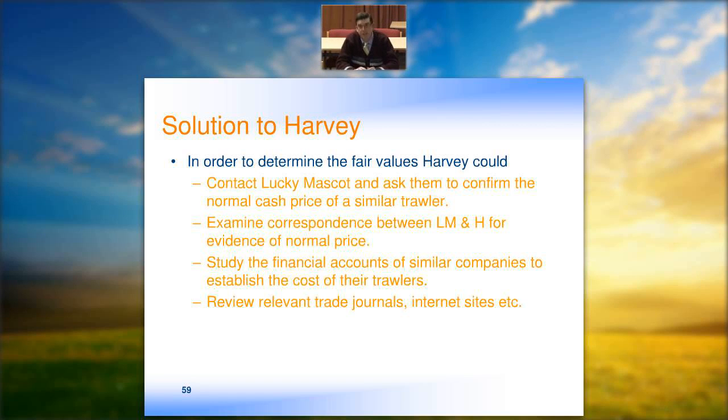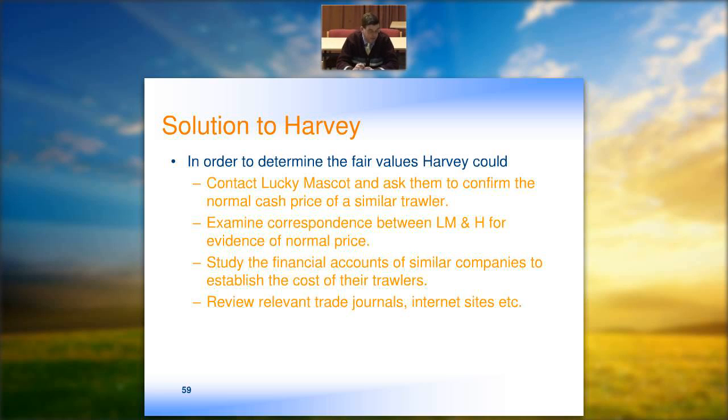If you can get them to tell you, preferably in writing, obviously with the permission of Harvey, that's very good audit evidence, because especially if they tell you in writing directly, then you've got written independent evidence from a presumably reliable third party. That's very good evidence. So if you can do that, and they can obviously send that to you completely in confidence, and they confirm the normal cash price of the trawler or a similar trawler, well, sure, that's pretty much a certain match.